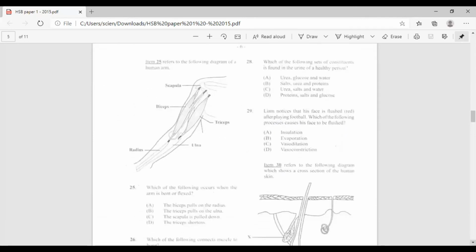Item 25 refers to the following diagram of a human arm. Which of the following occurs when the arm is bent or flexed? A, the biceps pulls on the radius. B, the triceps pulls on the ulna. C, the scapula is pulled down. D, the triceps shorten. So we have to know what happens when we flex the arm.